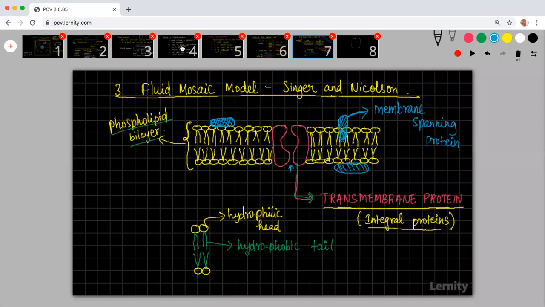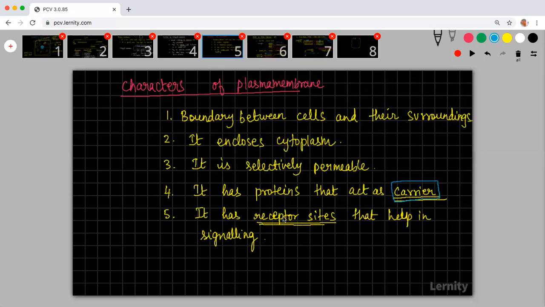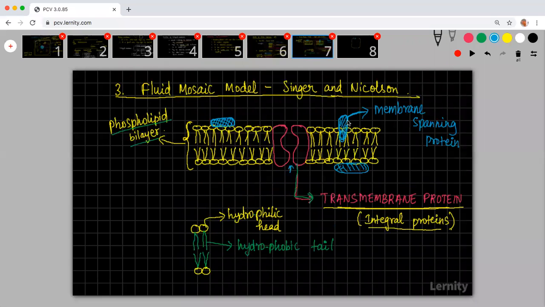Okay, and I also have said here one more thing. It has receptor sites that help in signaling. What is this receptor site that is helping in signaling? This membrane spanning protein. So say for example, some molecule is coming and attaching here. Based on that, the information will be sent inside.